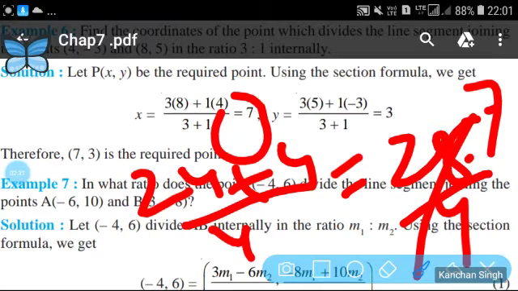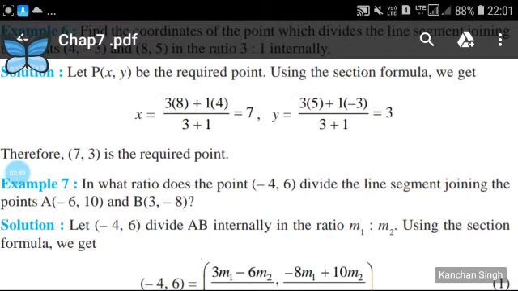In the next part we use the same thing for the y coordinate. So 3 into 5, plus 1 into -3, divided by 3 plus 1. 15 minus 3 is 12, and 12 by 4 is 3. Is that okay? Simply substitute all the values in the formula.